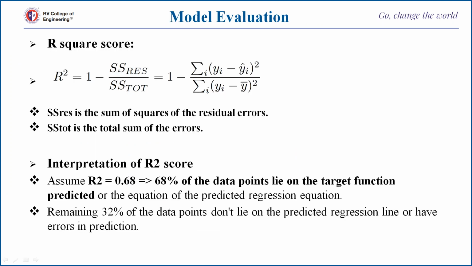Yes. Now model evaluation, R square score. So what does R square score give information about? Assume we got an R square score of 0.68. This means 68% of the data points lie on the target function or they are without any error. They are lying on the predicted regression equation, and the remaining 32% of the data points don't lie on the predicted regression line or have errors in prediction.